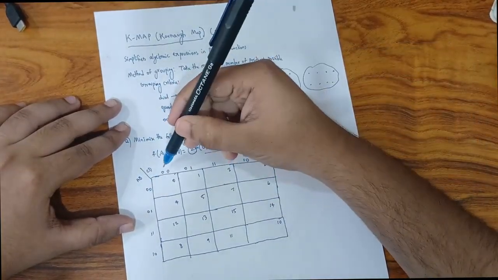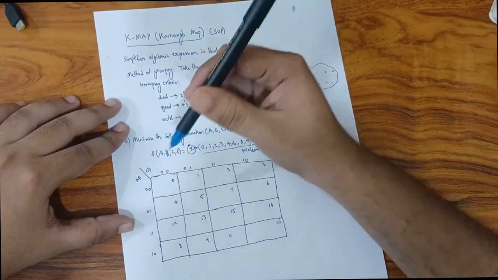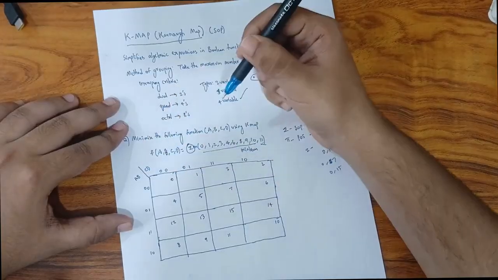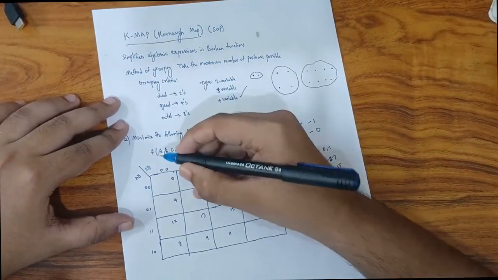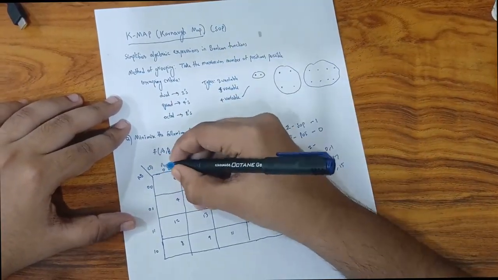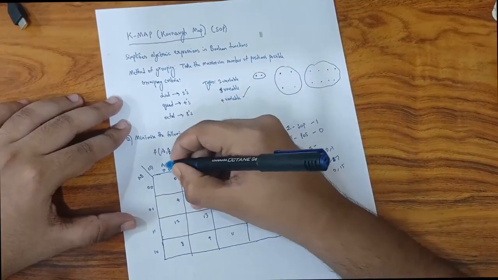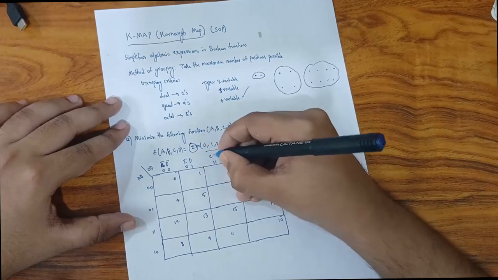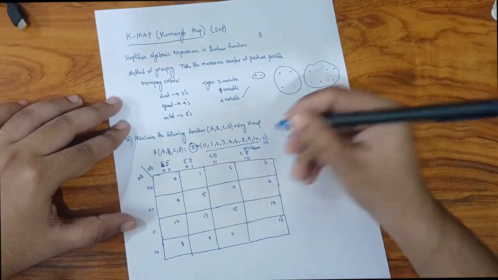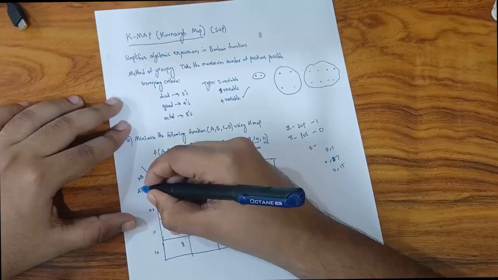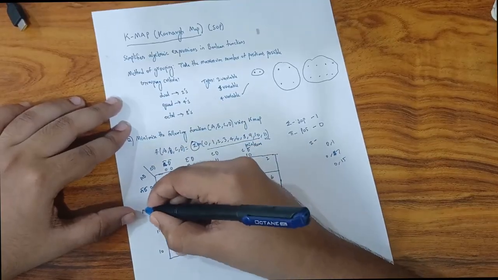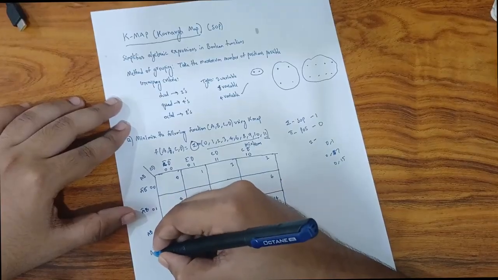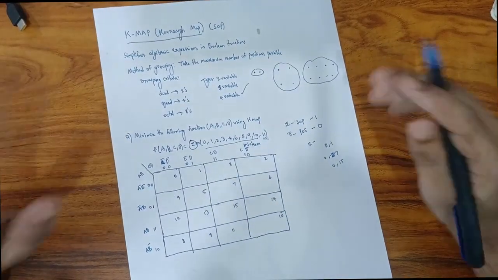So as you can see, I have marked some binary numbers here. What we need to do is write them in our variables, in the binary form. Not binary form, exactly, variable form. On this side we have CD, so C bar D bar, C bar D, C D, C D bar. Similarly, here we have A bar B bar, A bar B, A B, A B bar. So we got those, right?